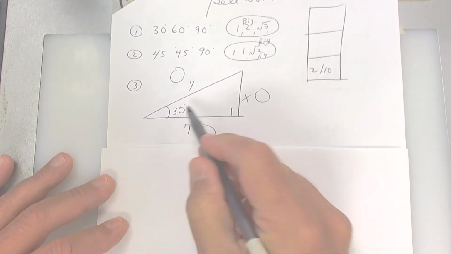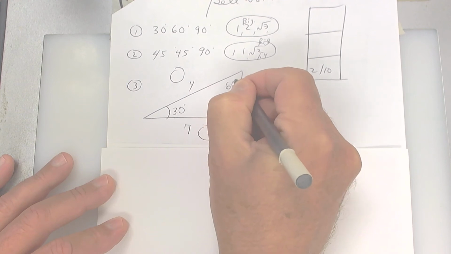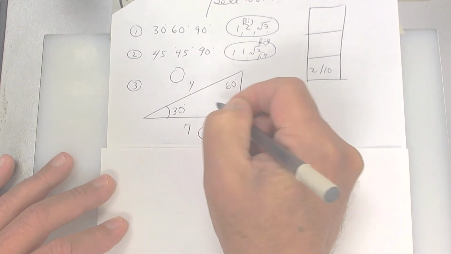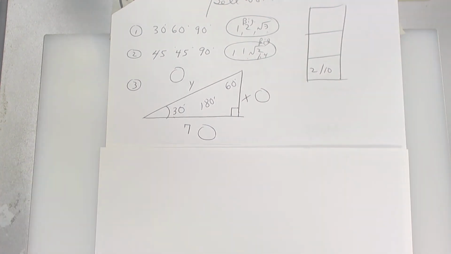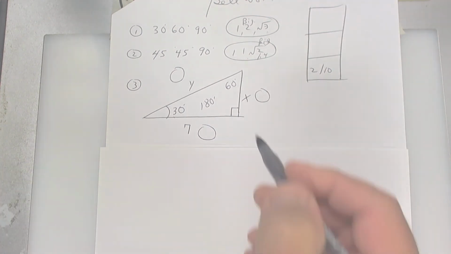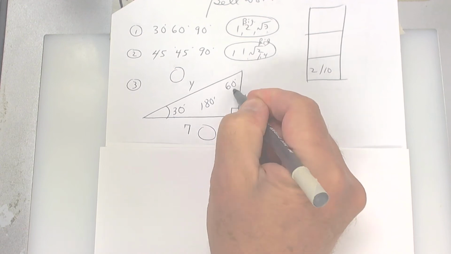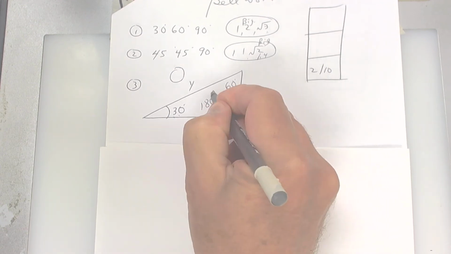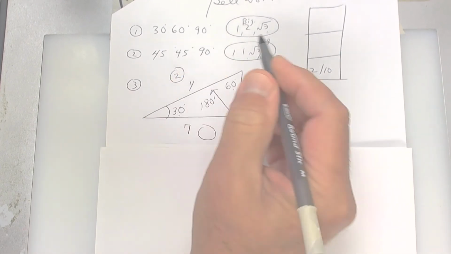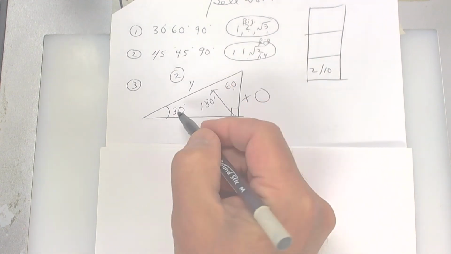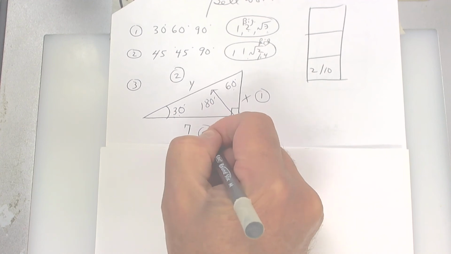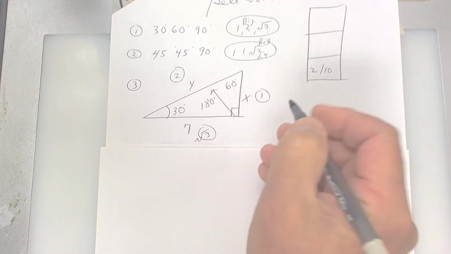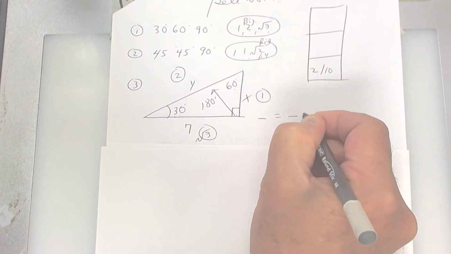Now, if this is 30 and 90, this has to be 60 because it has to add up to 180 degrees. Remember that? It's called the triangle sum theorem. Well, anyway, across from the 90, because that's the biggest one, it's bigger than that one, it's bigger than that one. Across from the 90 will always go the big one, which is 2. The 1 will always go across from the 30, and the square root of 3 will always go across from the 60. Now remember, we're going to do an extended proportion here.